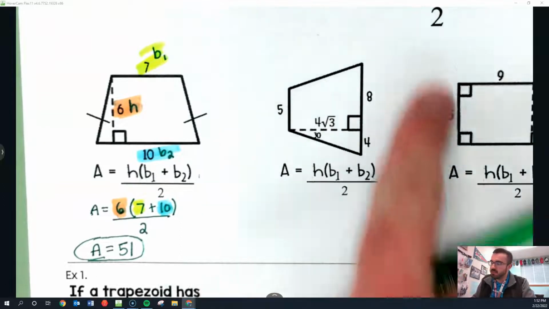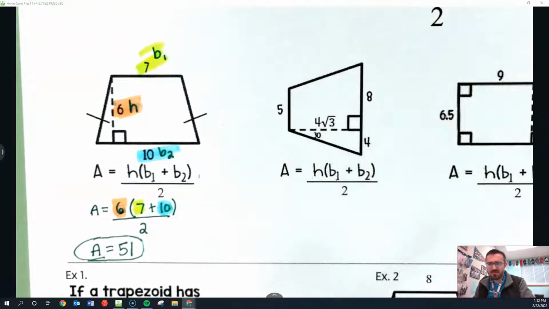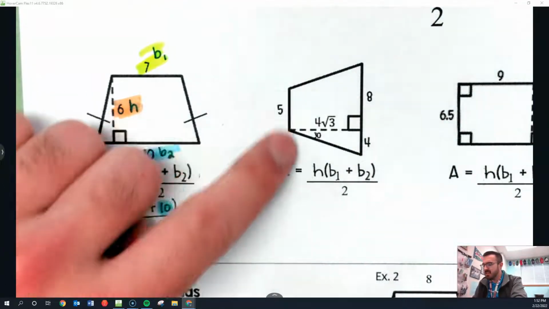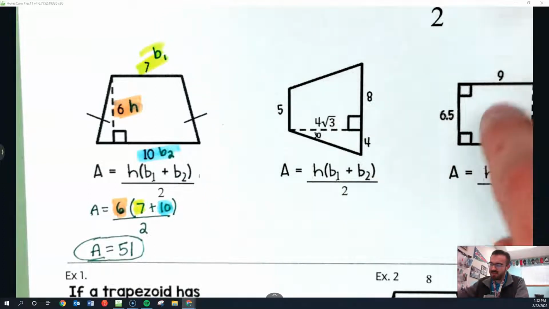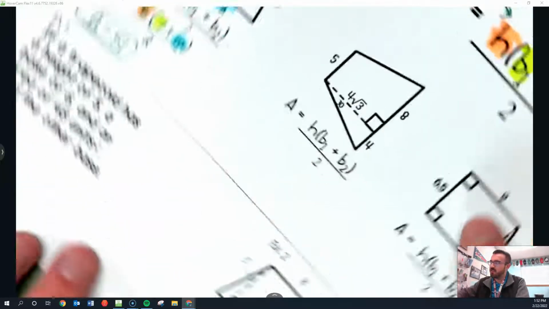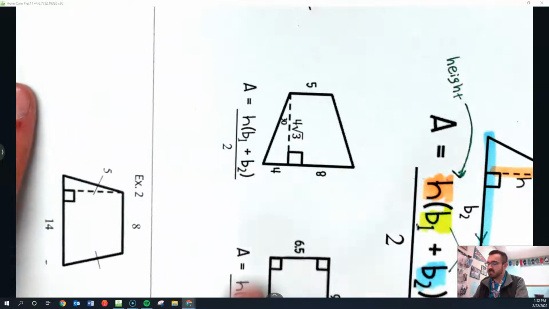So let's take a look at this one. You're like, Mr. Colston, I see a line right here. I see a line right here. They're both parallel to each other. But the height is going sideways. And you're like, what the heck? Well, if you flip it over like this, doesn't that trapezoid look exactly like what we had over here?